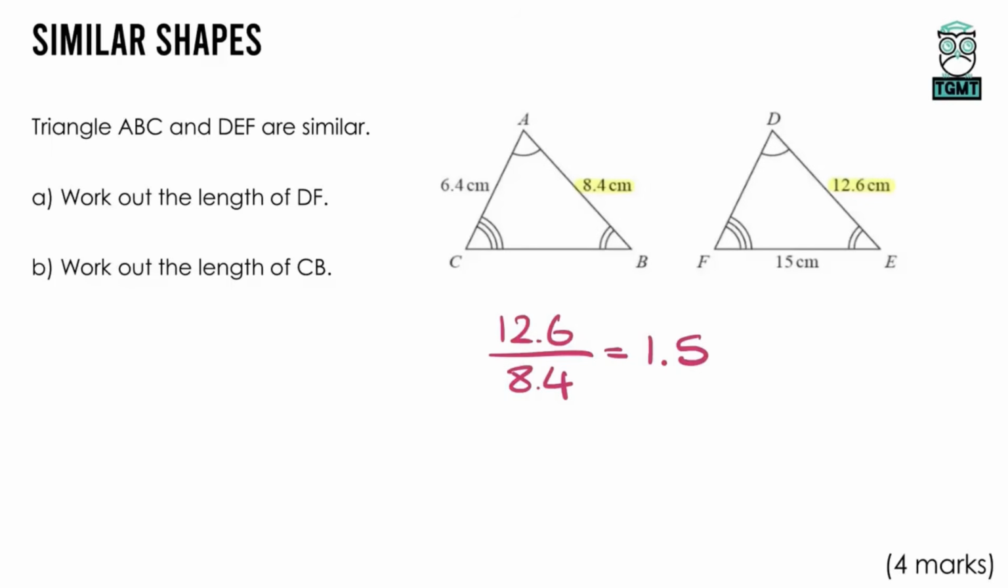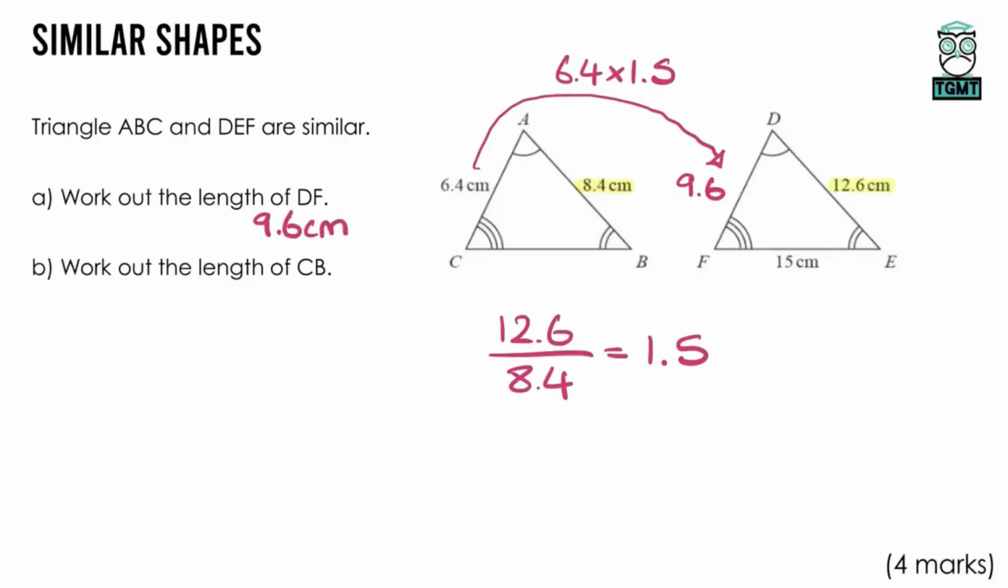Work out the length of DF. Well, that's going from the smaller triangle up to the big one just here. To do that, we would do 6.4 multiplied by 1.5. And just make sure you use your calculator to get this right. And that comes out as 9.6. So there we go. That would be 9.6 centimetres.